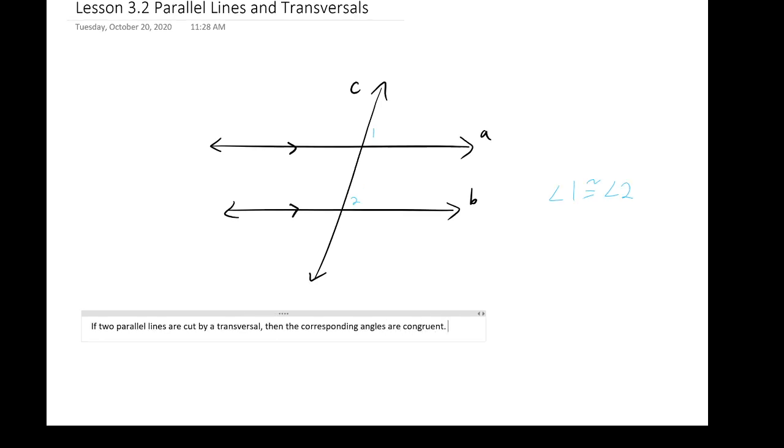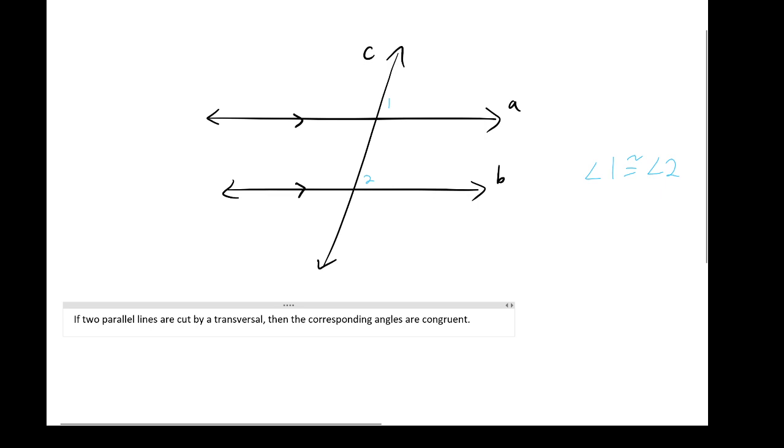Now, one of the ways that we can demonstrate this is actually through a construction with a compass. And that construction marries both the idea inductively and deductively that these angles are going to be congruent.